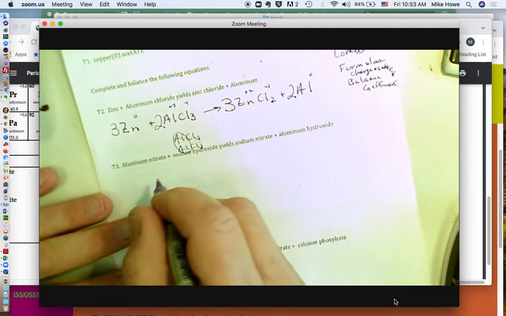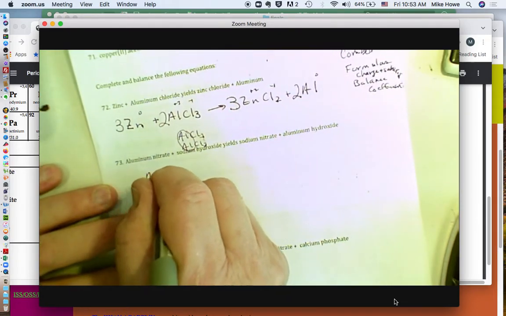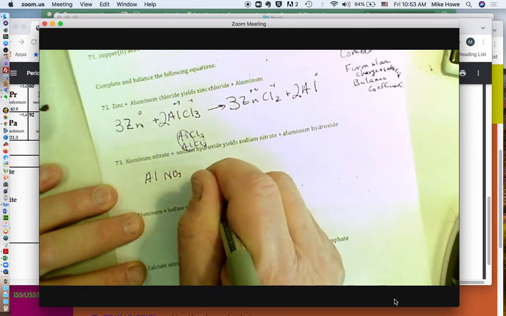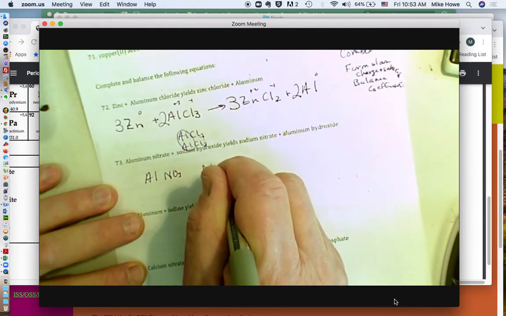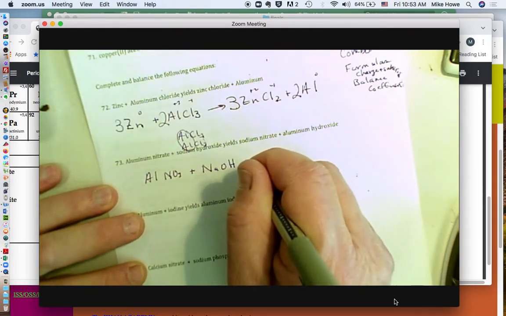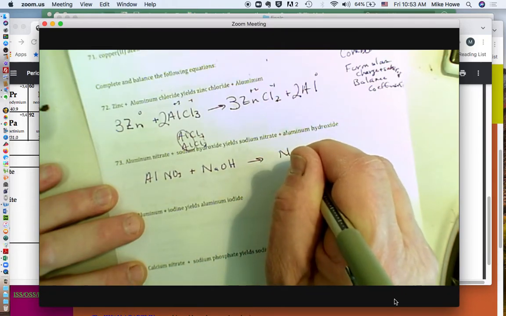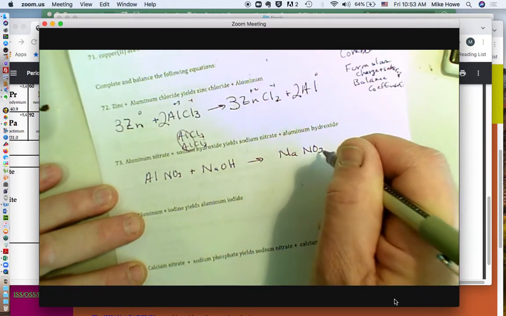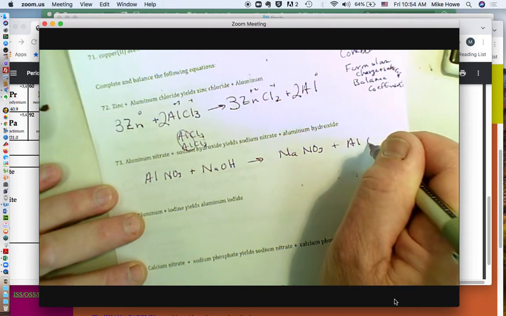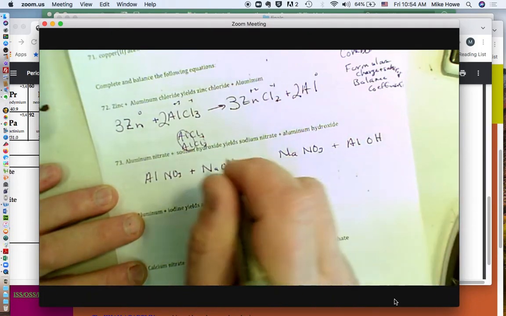All right, and then the next one, aluminum nitrate, symbols, Al NO3, plus sodium hydroxide, Na with OH. Yields, the arrow, sodium nitrate, Na with NO3, and aluminum hydroxide, Al with OH.